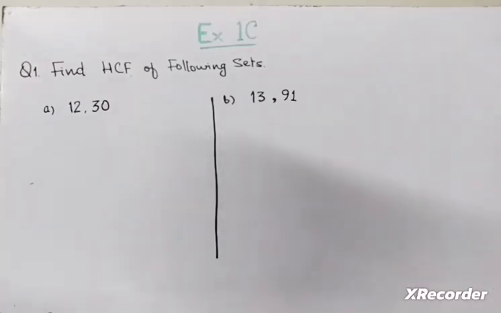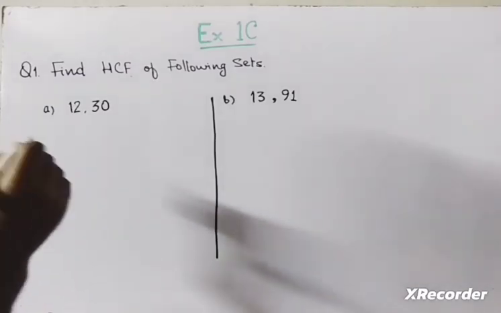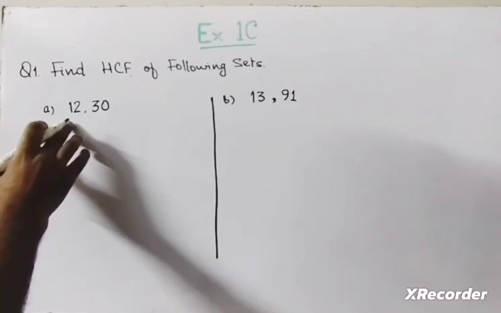So, in the previous class we have done our exercise 1b. Today let's start exercise 1c with question number 1. Find the HCF of the following sets. So, what is the HCF? HCF is the highest common factor. How to find the HCF of two numbers? Let's learn. The two numbers are 12 and 30.